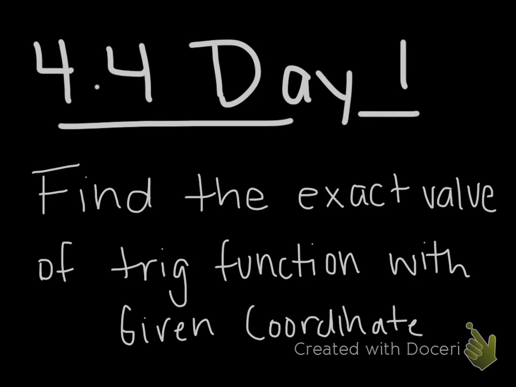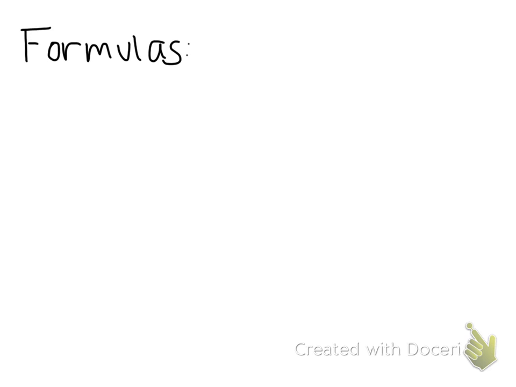Today we're doing section 4.4 day 1, and we're discussing how to find the exact value of trig functions with given coordinates. Some formulas you're going to need for this section: x squared plus y squared equals r squared, and that is derived from the Pythagorean theorem that you learned in geometry.